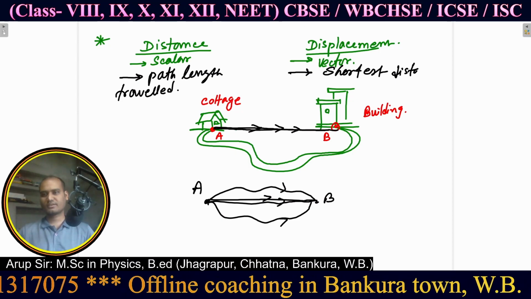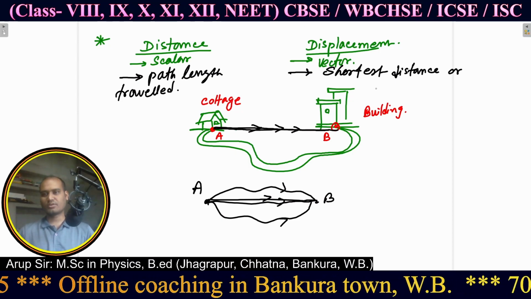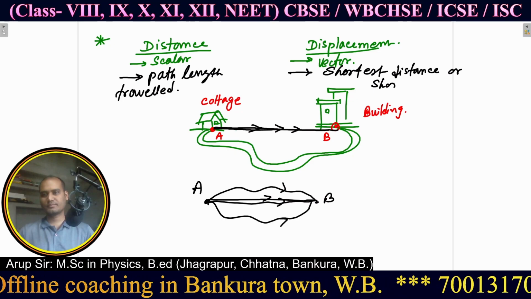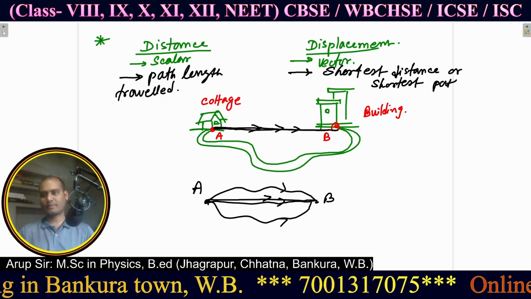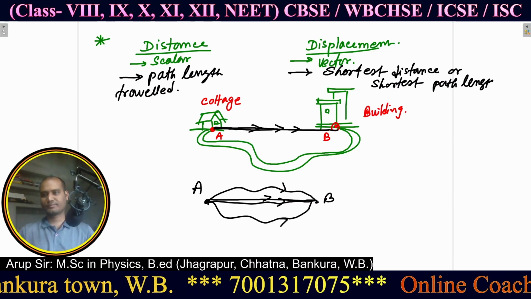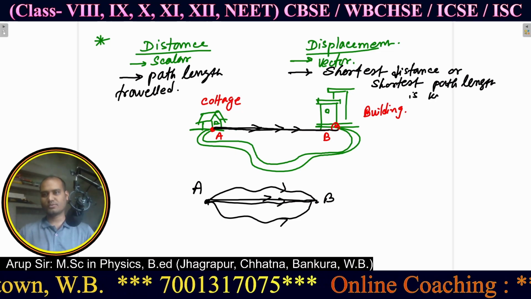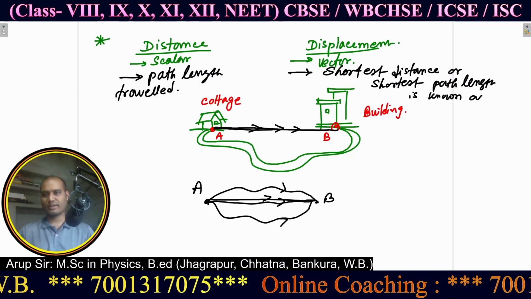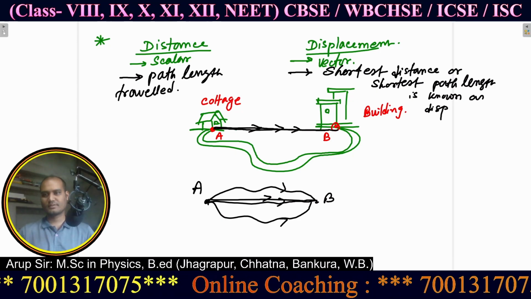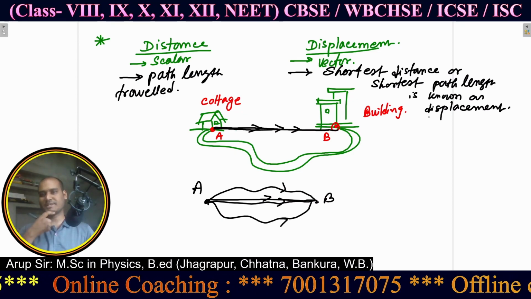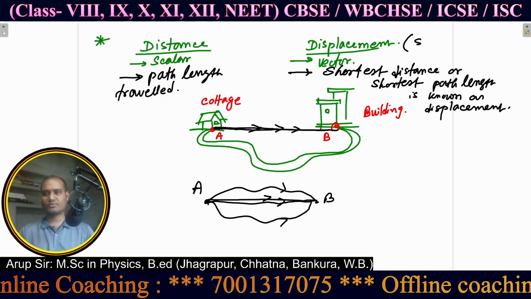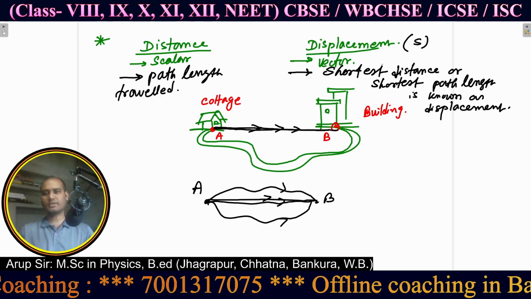So I can write down: shortest distance or shortest path length is known as displacement. So this is the concept of displacement, and generally displacement is denoted by S.